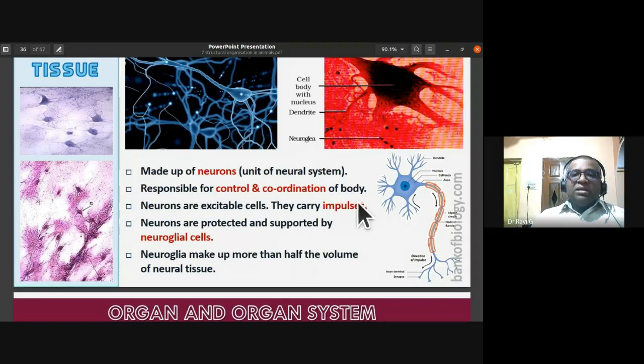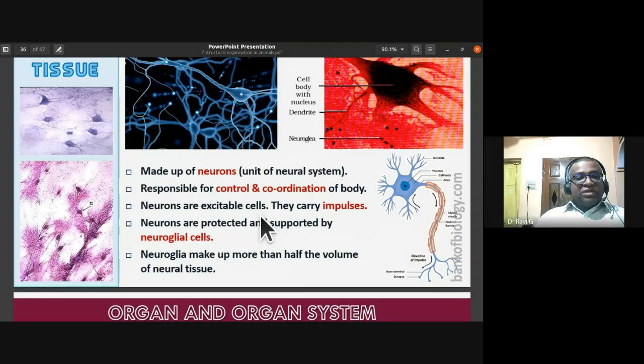So this is what you have to remember about the neural tissue. They are made up of neurons, the structural and functional unit of the neural system. Neurons are responsible for control and coordination of the body. Neurons are excitable cells. Neurons cannot multiply. Whatever neurons we have, they can grow, but they cannot multiply. If some neurons are damaged, they won't be replaced. Neurons never increase in number. Whatever we had as infants, the same numbers we have; they might only have increased in length and size.